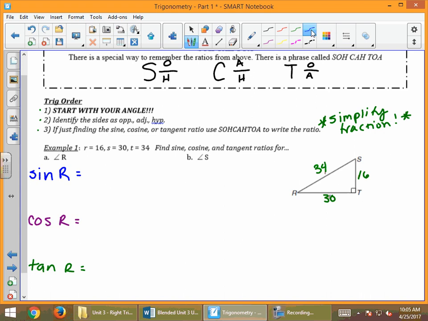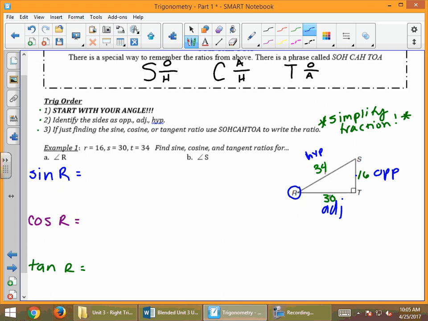Number 1, we're going to start with our angle. I like to circle it. That's my angle. We go across, that's always our opposite. Go to your 90, go across. That is always your hypotenuse. And the guy left over is always your adjacent.